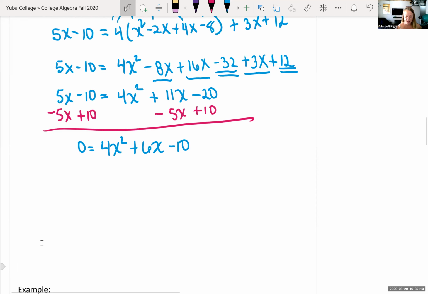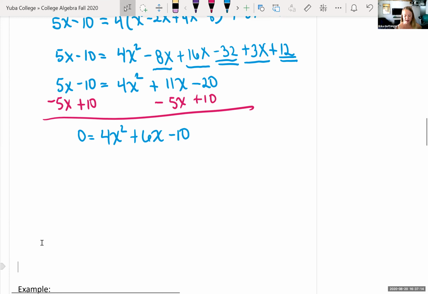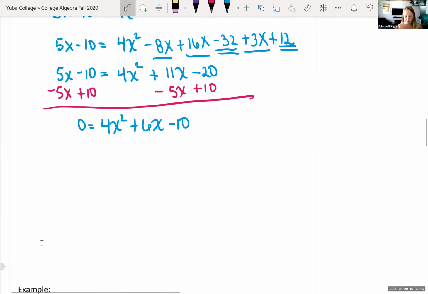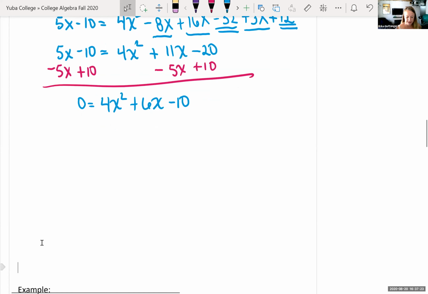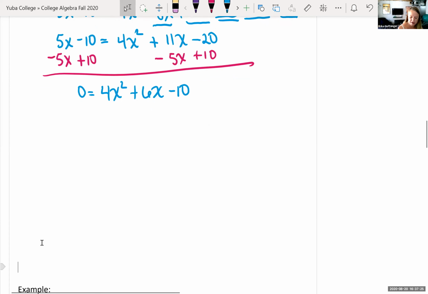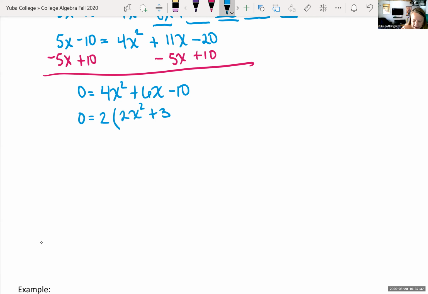Anytime you're trying to factor, it's easiest if you can pull out the greatest common factor, if all of your terms have a greatest common factor. And so notice 4, 6, and 10 are all divisible by 2. And so it just will make it easier in smaller numbers if we can factor that 2 out first. So let's pull a 2 out of all 3 of those terms on the right-hand side. And so if we pull out a 2, we're left with 2x squared plus 3x minus 5 inside the parentheses.